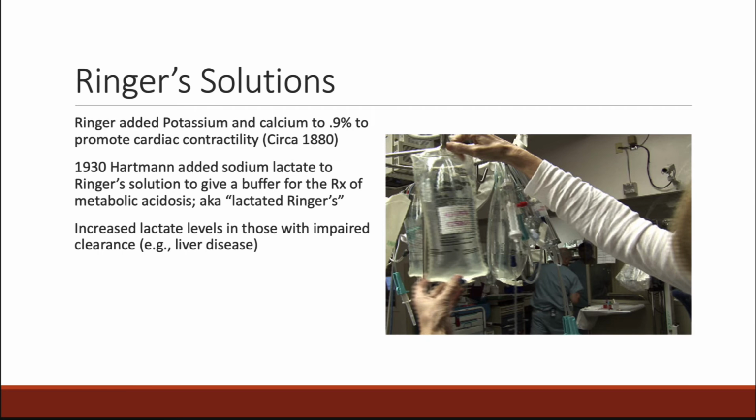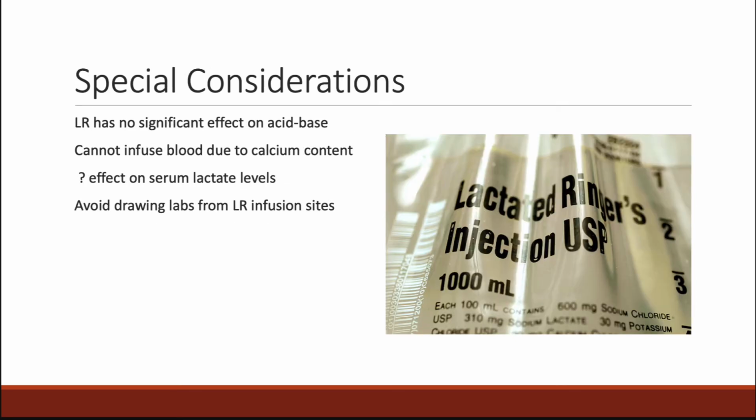In the 1930s, then, a guy named Hartman added sodium lactate. Remember, not lactic acid, sodium lactate as a buffer, and we called that lactated Ringers. All right? So the original Ringer solution didn't have the lactate in it. Now it's lactated Ringers because it has sodium lactate in it. That increased lactate level in people with impaired liver clearance can cause problems.